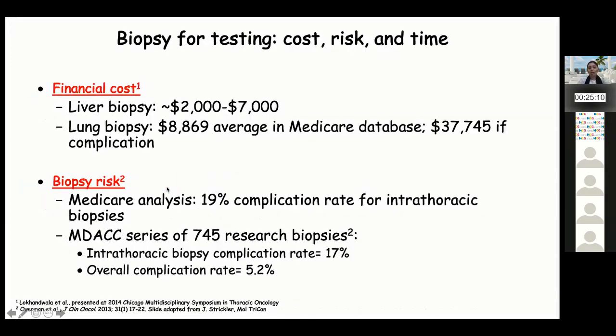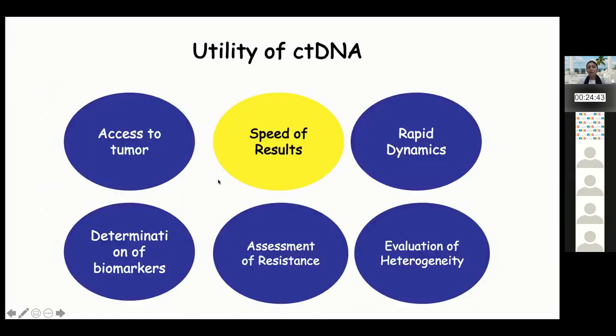And then, of course, you've got cost, risk, and time. We know that it is costly to get those biopsies done, especially liver and lung biopsies. You can see the financial costs on the screen there. And of course, any intervention does carry a risk of complications associated with it. In a Medicare analysis, a 19% complication rate was associated with intrathoracic biopsies that we may be trying to chase. And again, something that we could avoid with a liquid biopsy.